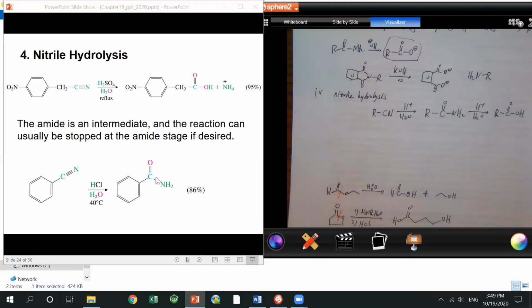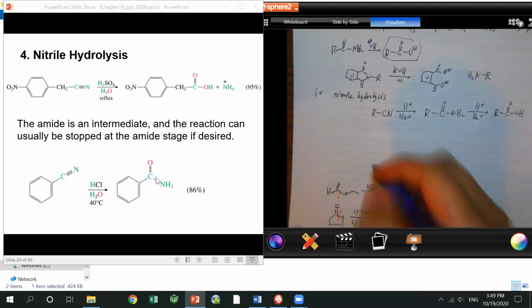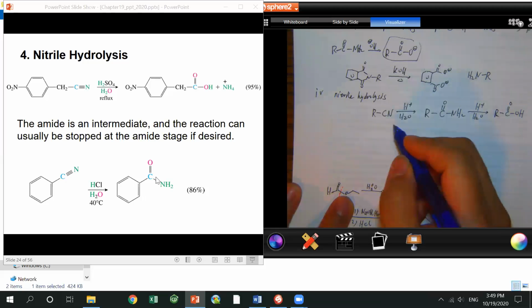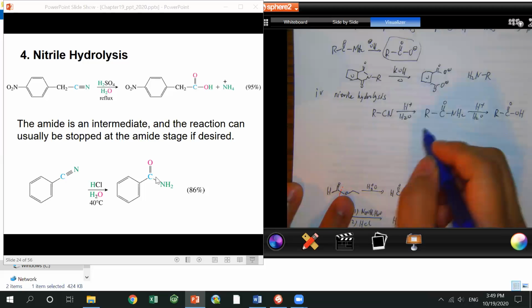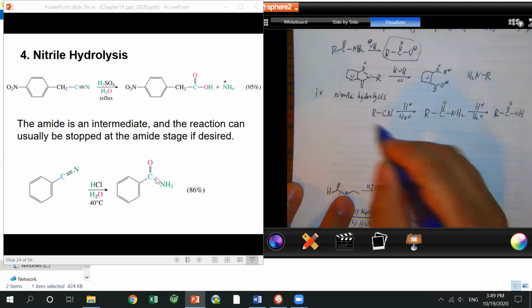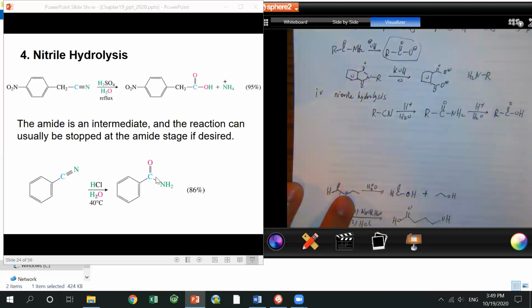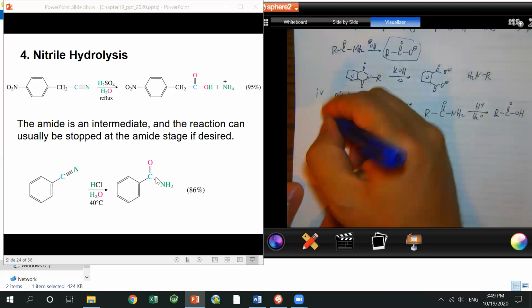Nitrile hydrolysis to the carboxylic acid is also less common, and also has poor yield. But in our textbook it's working, so why do we still study it? Because this one can easily convert an alkyl halide into a carboxylic acid with one more carbon.